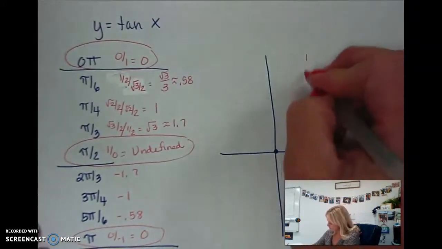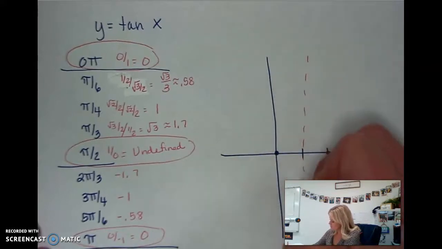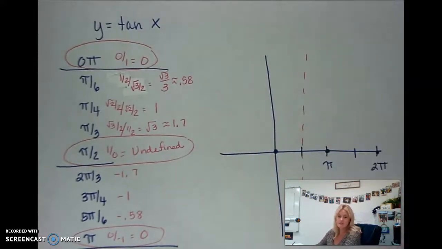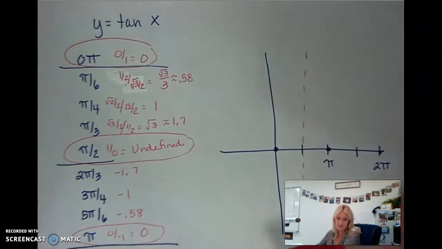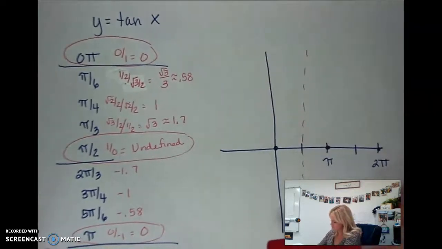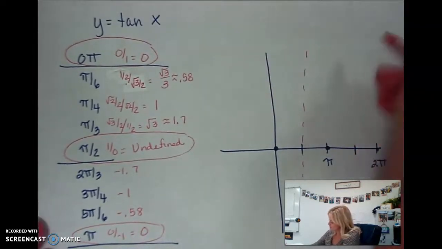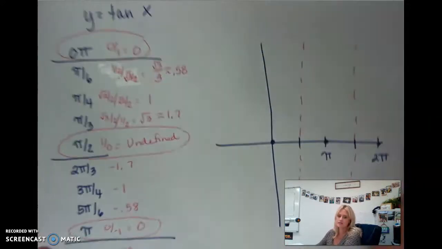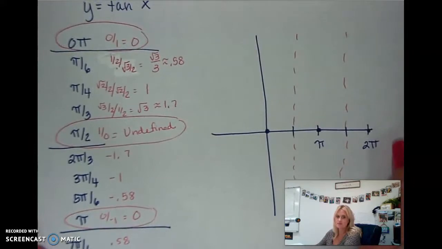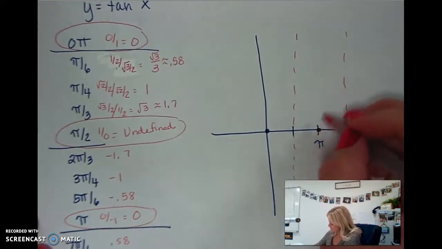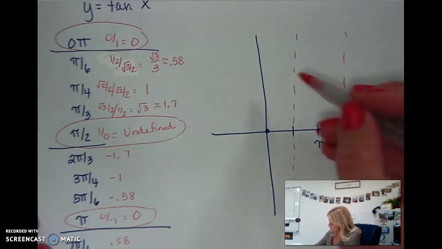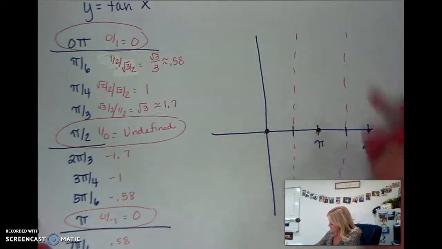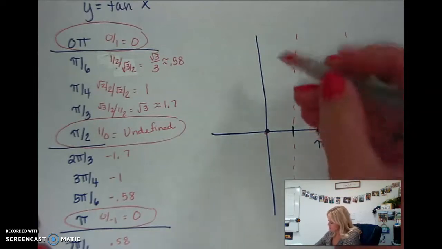We have undefined at pi over 2, which means that's an asymptote. It has no value. We also have another undefined at 3 pi over 2. That's another asymptote. The other points that we do know is at pi. We know at 0 pi and at 2 pi, they're all 0. And then we have some turning points.